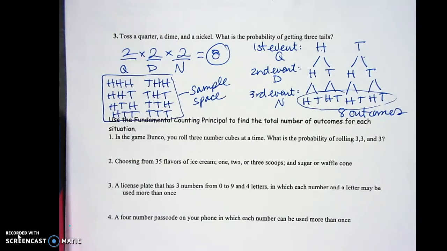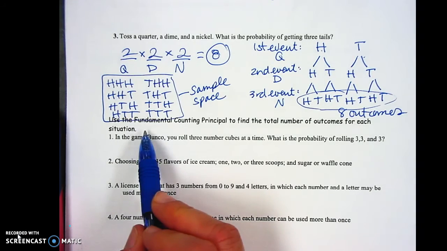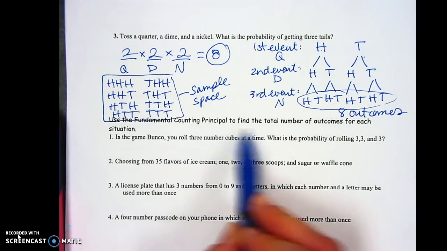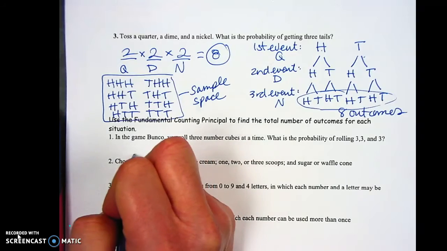Number one, in the game Bunko, maybe some of your moms play that, you roll 3 number cubes or dice at a time. What's the probability of rolling a 3, a 3, and a 3? So a 3 on each of your 3 dice. We have 3 events happening. And by the way, our instructions were we're using the fundamental counting principle to find the total number of outcomes. So I have 3 events.